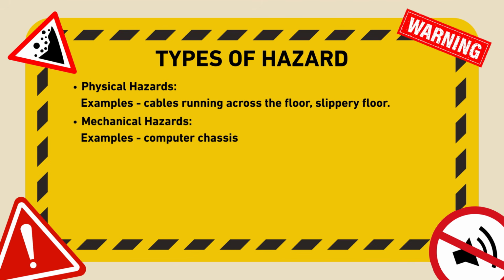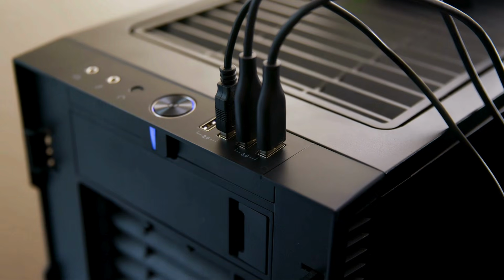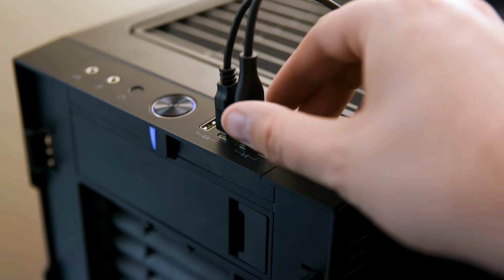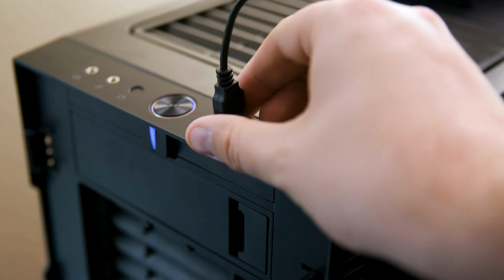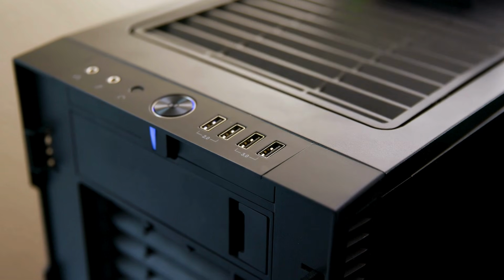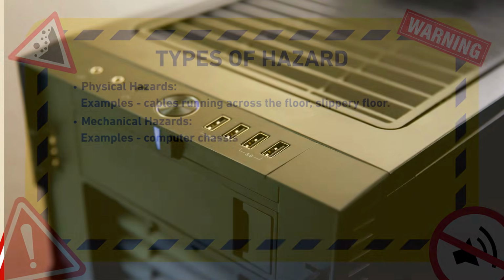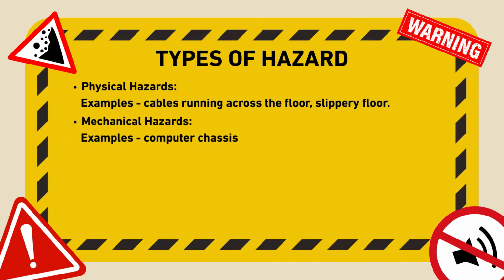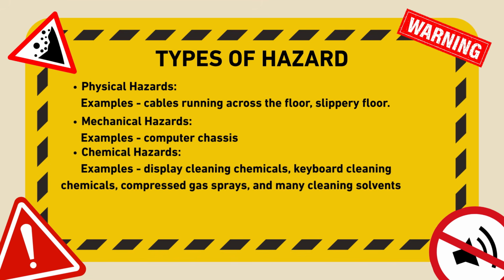Next are mechanical hazards. The computer chassis or the outer casing has sharp edges, and if we're careless while opening or moving it, we might get cuts or scrapes. This is why handling equipment carefully is so important. We also have chemical hazards.